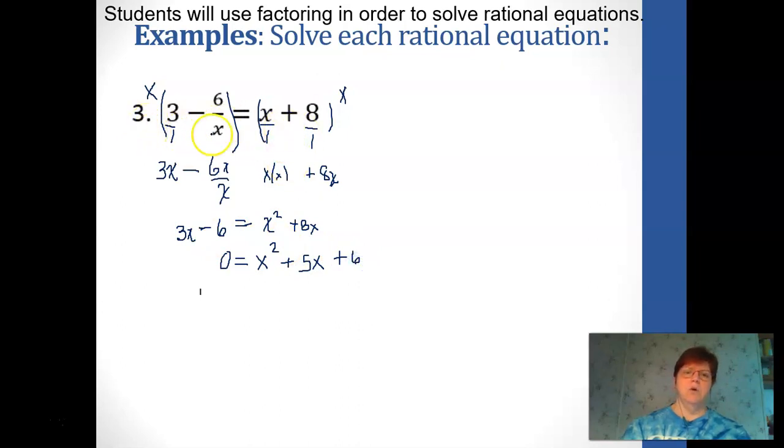Now before I go any further, I'm going to go back up here and I'm going to ask you, when will this situation be undefined? So what's a value for the variable that we can't use? So what can't x be? Well, remember we can't divide by 0, and that's the only thing in our denominator. So x can't be 0. So if we get 0, we have an extraneous solution.